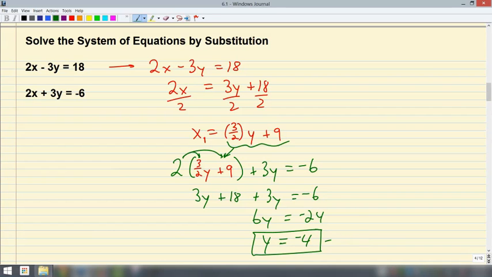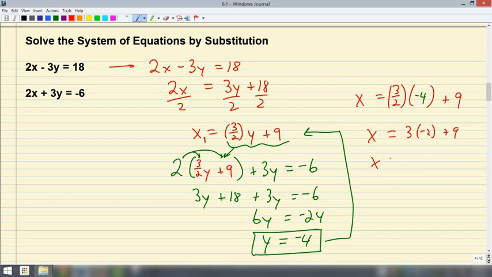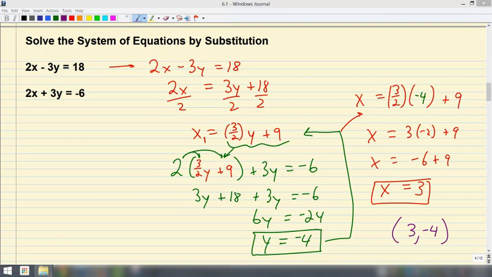We now take this and back substitute it to solve for x. So that means x equals 3 halves times y, negative 4, plus 9. x equals 3. And now write your solution as a nice ordered pair. (3, negative 4). Sometimes doing substitution when you are given things that you have to manipulate a whole lot of is a very tough process. There is a third process that we can incorporate.